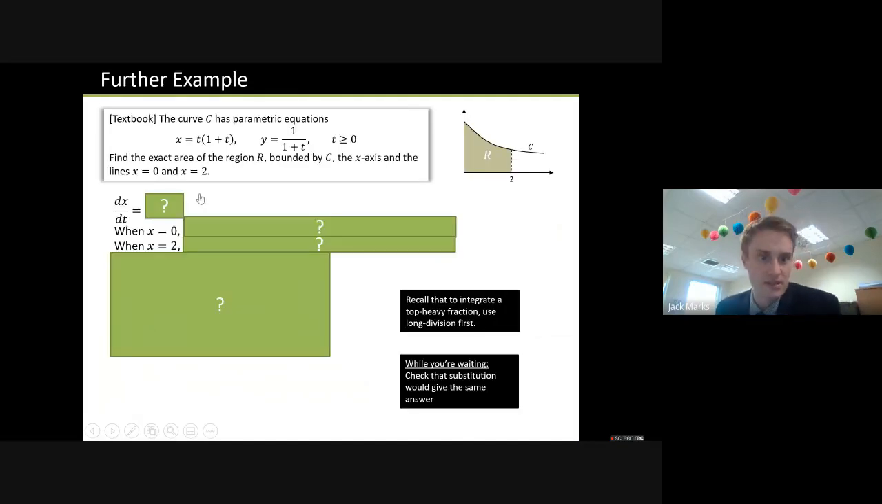Let's have a go at another one. So x is in terms of t, y is in terms of t. t has to be greater than or equal to 0. That might be important.